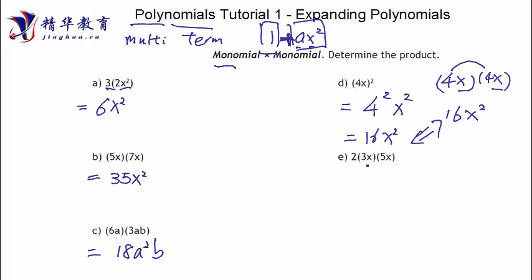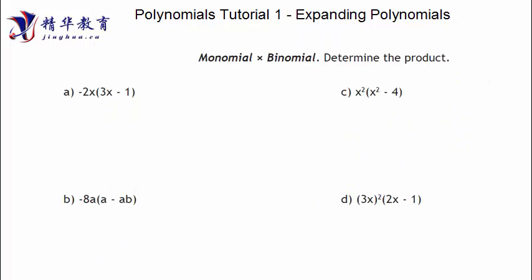Okay, the last one is a little bit tricky: 2 times 3x times 5x. We have monomials, so it doesn't matter. We're looking for like terms. 2 times 3 times 5 is how much? 2 times 3 is 6, times 5 is 30. And then x times x is x squared. And that's it. Okay, let's see the next page.